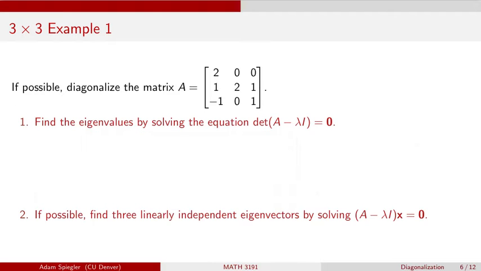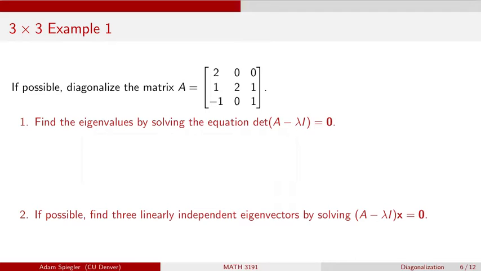All right, hi everybody. In this video, we are going to work through the process of taking a 3x3 matrix A and first identifying whether that matrix is diagonalizable, and then secondly, constructing a matrix P, which is going to allow us to diagonalize matrix A. So in this case, A is a 3x3 matrix where the first column is 2, 1, minus 1, and the second column is 0, 2, 0, and the third column is 0, 1, 1.